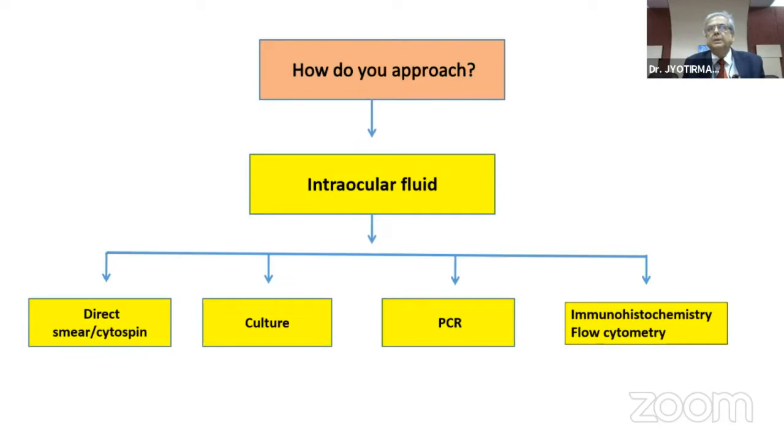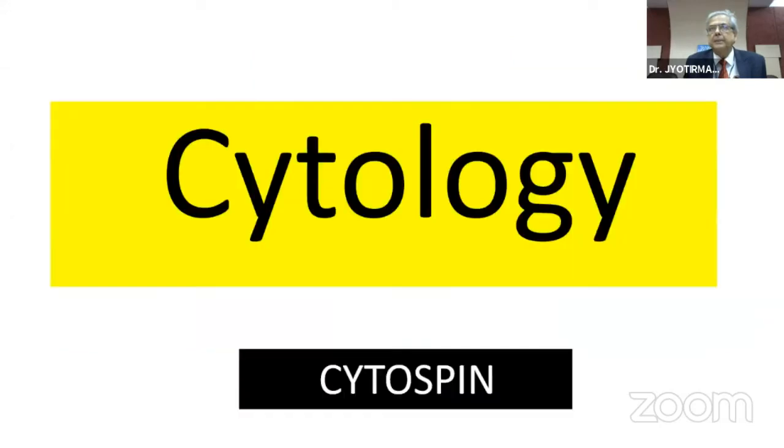Intraocular fluid can be a direct smear. If it is a little bit more, you can do the cytospin. Then culture, which is a gold standard. Polymerase chain reaction should now be used in infectious uveitis or endophthalmitis. Immunohistochemistry and flow cytometry from the tissue sections or cell block preparation.